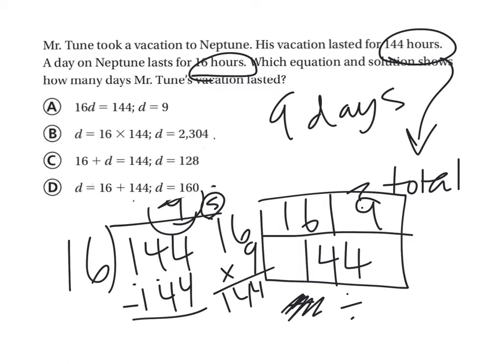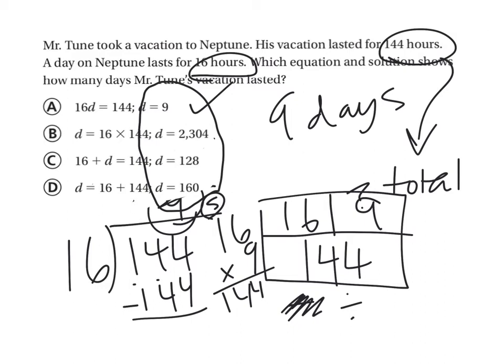Okay, well, if we know that, and I go back to this problem, there's a couple of things that catch my eye. If I look at the right side of these answer choices, I'm going to put a circle around it here. They're telling me what D equals. D equals 9. D equals 2,304, 128, 160. There's only one that makes sense, and that's going to be A.